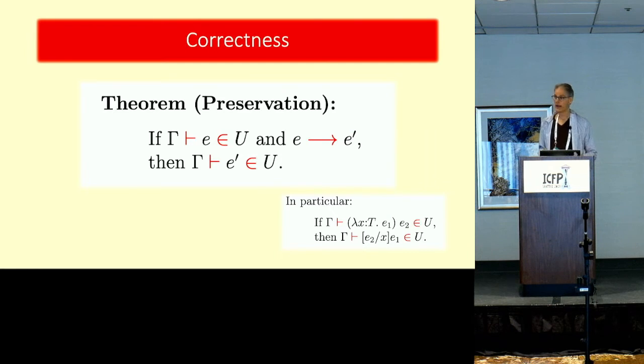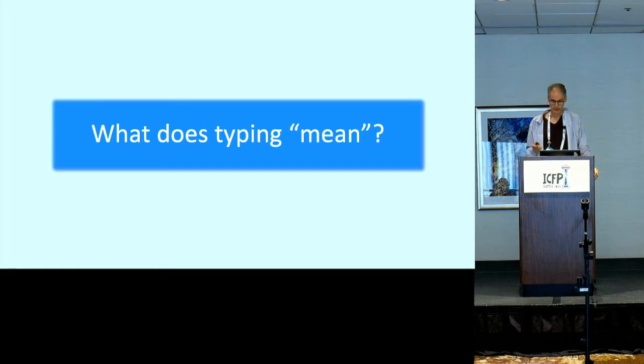So now, the most important theorem about the typing relation is type preservation. It says that if a term E has a type U and it can take a step, then the thing that it steps to, E prime, also has type U. So typing is preserved by reduction. Okay, so now we can go back to our question, what does typing mean?